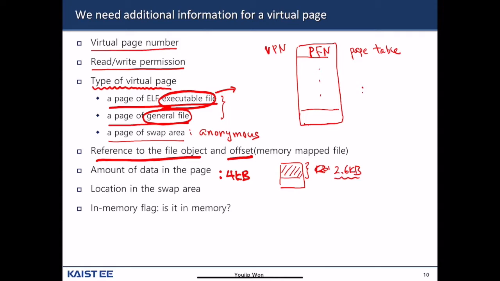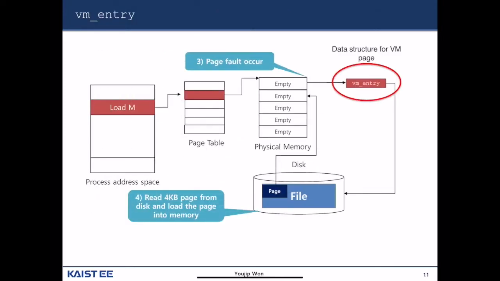It may also contain the location in the swap area. And it contains an in-memory flag to determine whether it is in memory or not. So for each virtual page, we need to represent this information. This is the big picture of what we need to implement in realizing virtual memory.